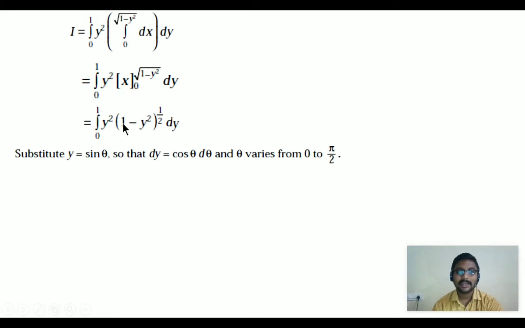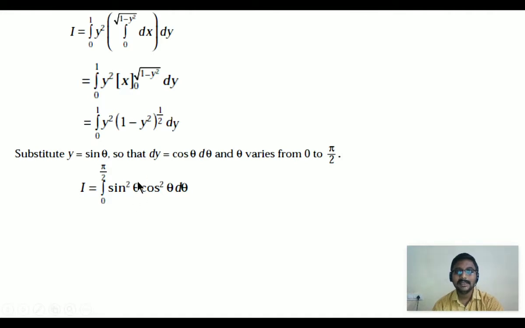Now substituting these values, the integral becomes: what is y? Y is sin theta. Y square means sin square theta. 1 minus y square means 1 minus sin square theta, that is cos square theta, whole to the power of 1 by 2, which means cos theta. But we already have dy, and what is dy? Cos theta d theta. Cos theta into cos theta gives cos square theta into d theta.